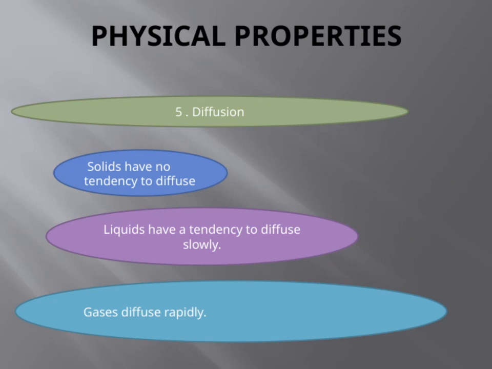Solids, as you might expect, have no tendency to diffuse. They are tightly packed, so their particles don't move around much, which means diffusion is practically non-existent. Moving on to liquids, they do diffuse, but quite slowly. Their particles are more loosely packed than in solids, allowing for some movement, but it's still relatively gradual.